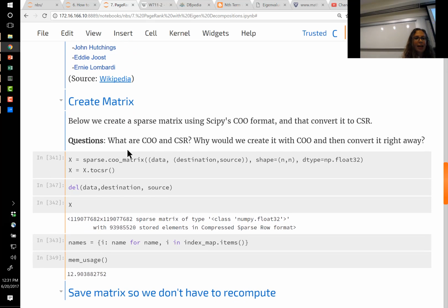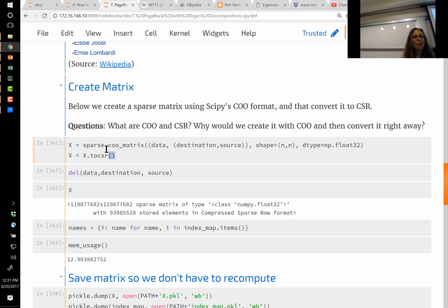Okay, so now we're going to use sparse.coo to create a sparse matrix, and then we're going to convert it to CSR. So two questions. First, what are COO and CSR? And Matthew has the microphone if someone wants to, Kelsey. I think COO is the coordinate representation. Exactly. And CSR is the row primary representation. Yes.